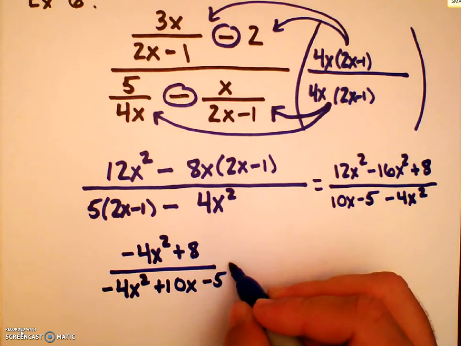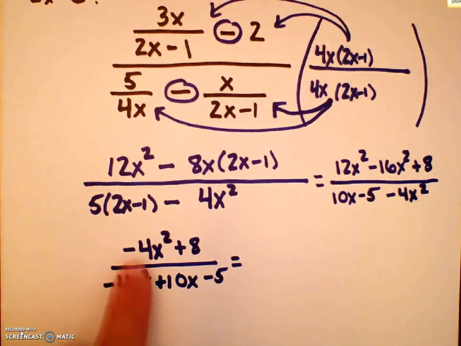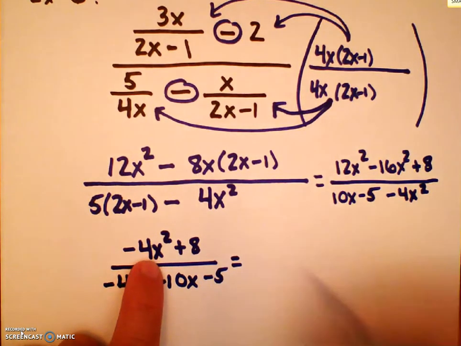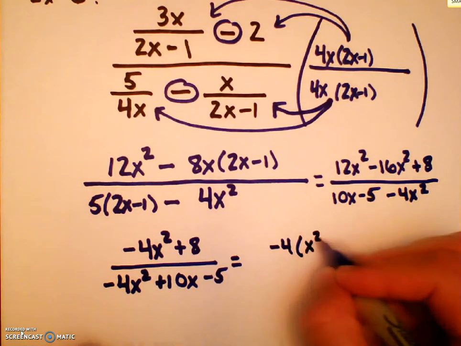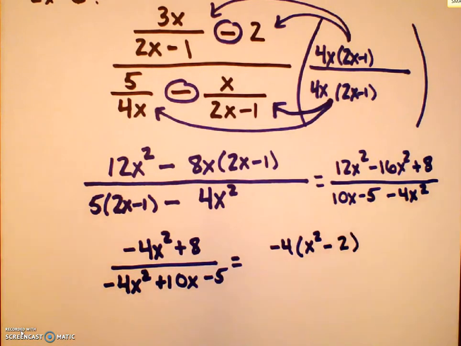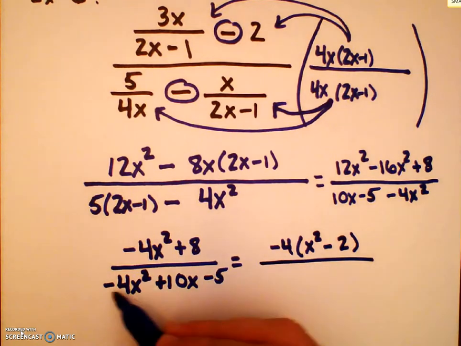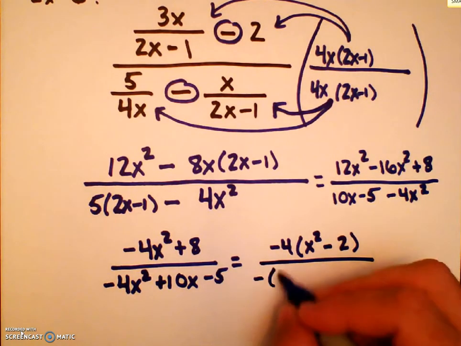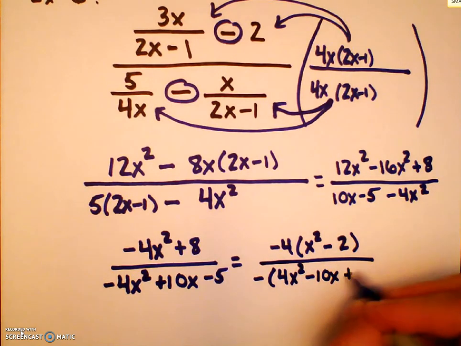So, I'm going to see if I can factor this at all. It may be factorable, it may not be. I'm going to check and see. So here I know I can take out a GCF. I'm going to take out a negative 4. I'll be left with x squared minus 2 in this case. And that actually cannot be factored any further. X squared minus 2 cannot be taken any further. On the bottom, I can take out a negative, and I'll be left with 4x squared minus 10x plus 5.